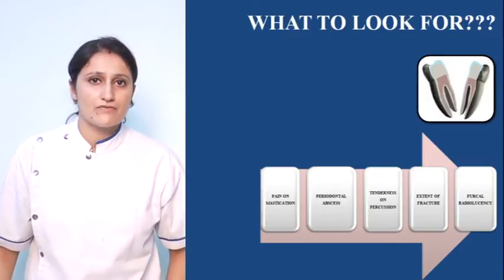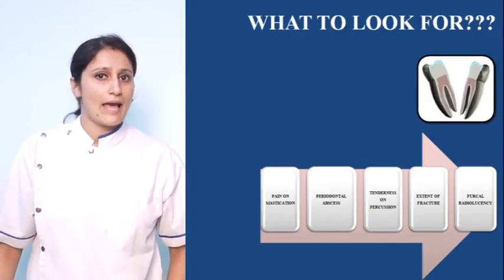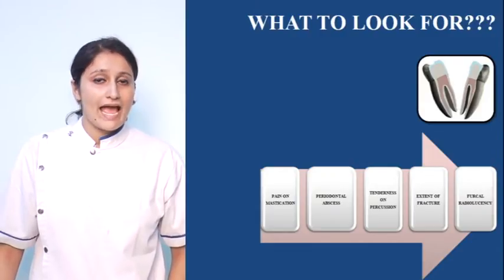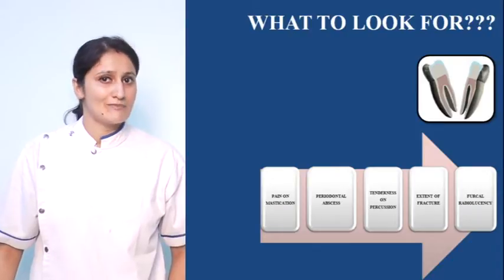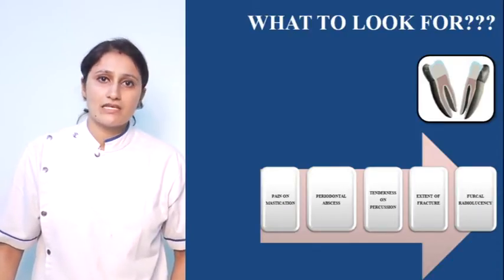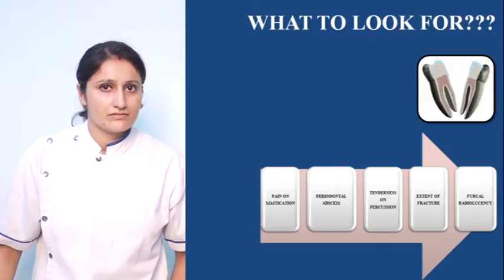What do we have to actually look for in a patient with vertical split? The patient can present with pain on mastication, periodontal abscess, tenderness on percussion, and we have to check for the extent of fractured segments and whether the segments are displaced, and further radiolucency on radiograph if any.